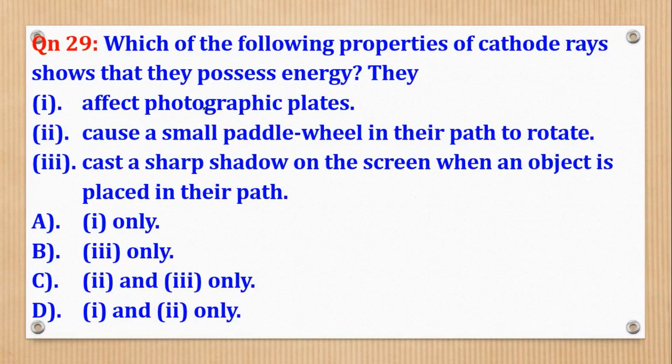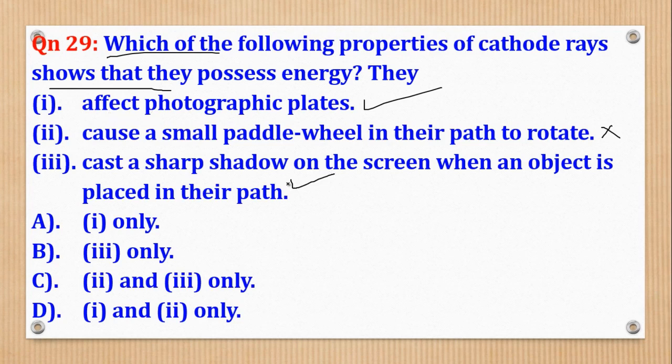Then question 29 says, which of the following properties of cathode rays shows that they possess energy? They affect photographic plate, meaning they possess energy. They cause a small paddle in their path to rotate. No. They cast a sharp shadow on a screen when an object is placed in their path. This is okay, but it does not depict that they have energy.